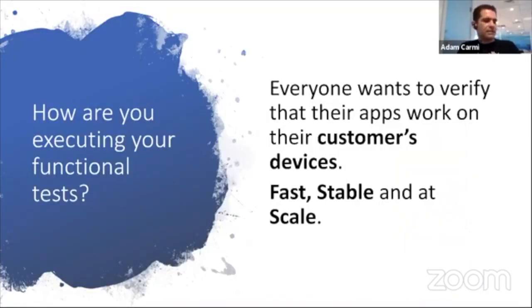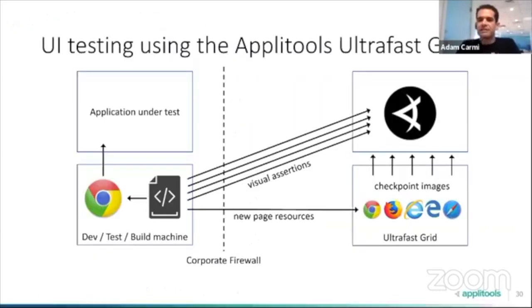So the last part of this session is about how you execute your tests. Now, every team, once they have test automation in place, the next thing they want to do is run those tests on the same devices and browsers that their own application users are using to interact with their application. And of course, you want those tests to run fast and be stable and scale as you have more tests to run. One of the huge advantages of writing tests with Visual AI is that you can actually execute them across different devices and browsers using the Applitools Ultra-Fast Grid.